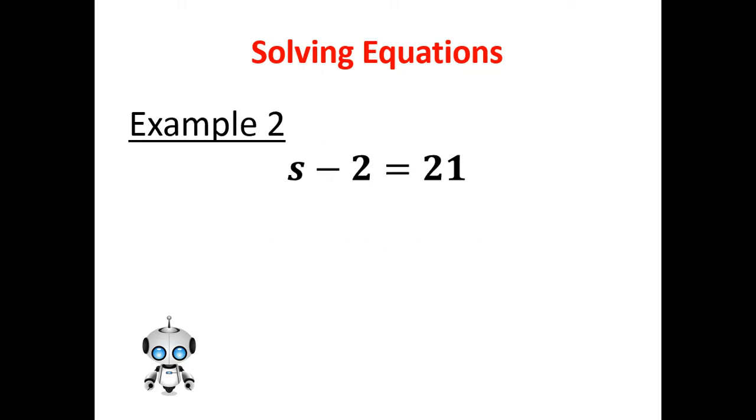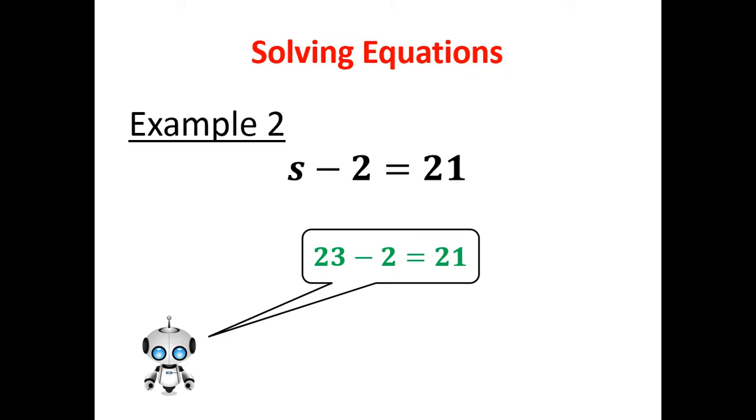Alright, example 2. S subtract 2 is equal to 21. So a number take away 2 makes 21. Well, again, in these easy problems some of us can guess, and you've probably guessed by now that S is equal to 23. 23 take away 2 is equal to 21. But again, we're going to show you how to use a strategy to solve more complicated problems later.